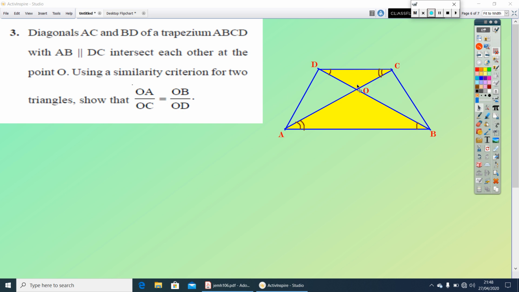Since these two triangles are similar, first you have to write that these two triangles are similar, then you take OA by OC is equal to OB by OD, since corresponding sides of similar triangles are proportional.